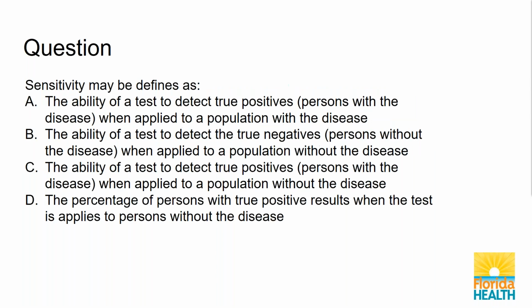All right. So our next question is sensitivity. This is from the Measures of Validity paper. Sensitivity may be defined as, A, B, C, or D.